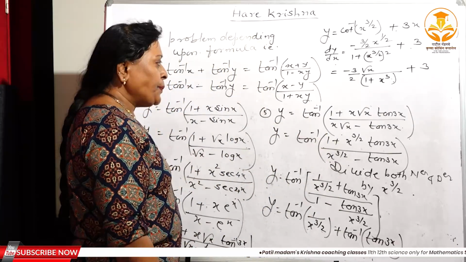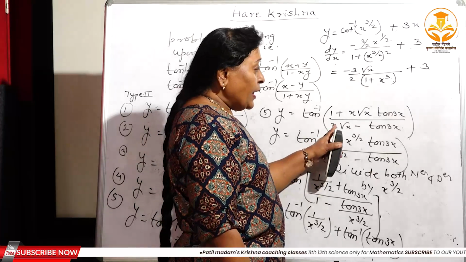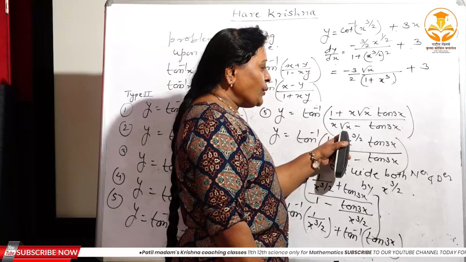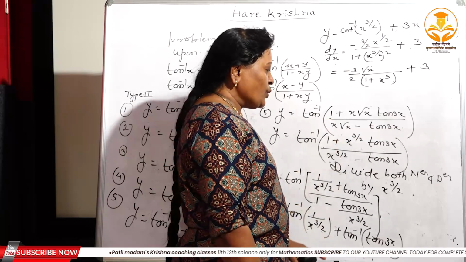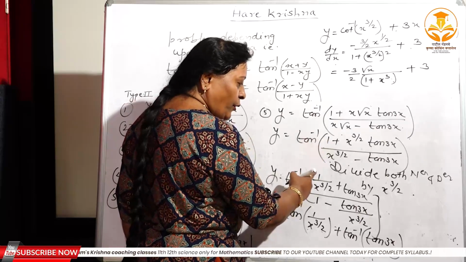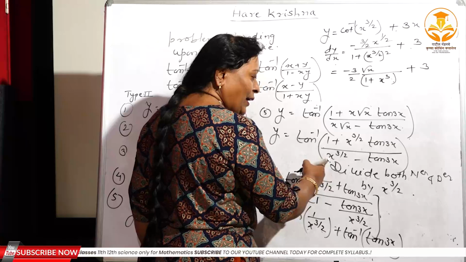This is about the fifth problem again. Very simple. Here we want 1. Therefore, here you have to divide it with x to the power 3 by 2, because x into root x is nothing but x raised to 3 by 2. When you divide with x raised to 3 by 2, here you have got 1 upon x to the power 3 by 2, here you have got tan 3x, here you have got 1.